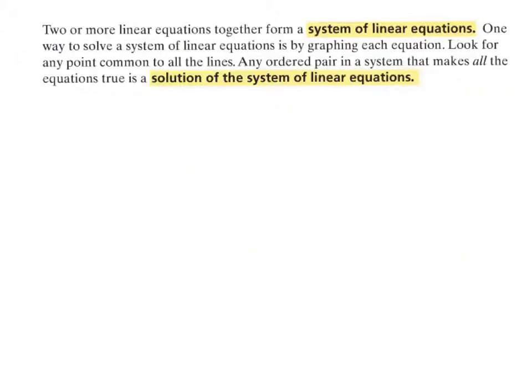Now, I don't want you to think that you have to write this entire paragraph down, but do abbreviate. Write down what you need to. A system of linear equations is when you have two or more linear equations. So two or more linear equations is called a system of linear equations. Now, one way to solve it is by graphing. We're going to look at all the common points of the lines. Any ordered pair in a system that makes all equations true, it's important to understand that.